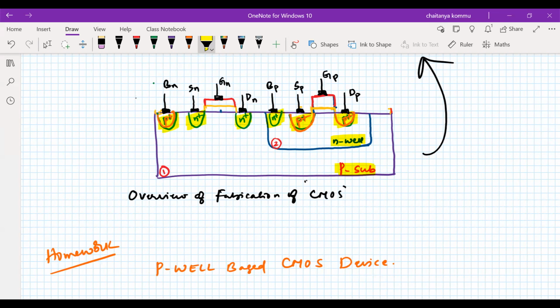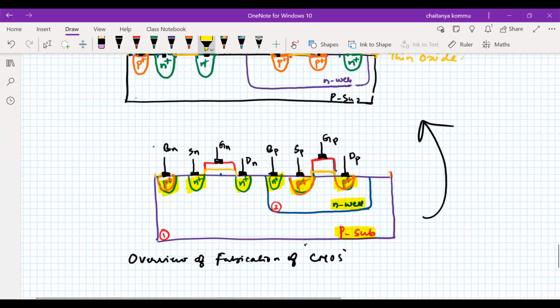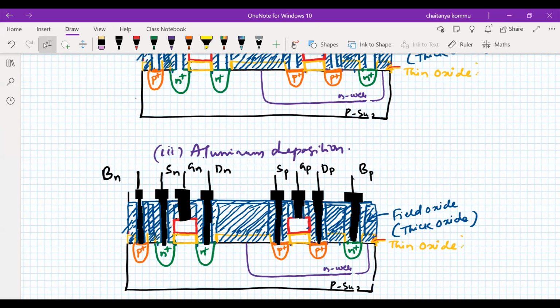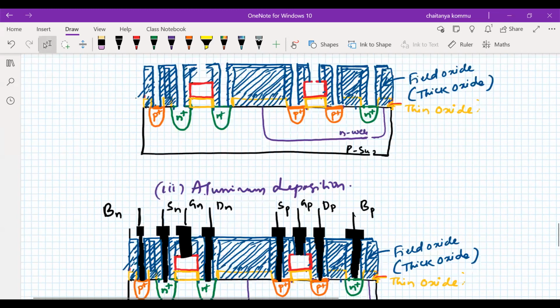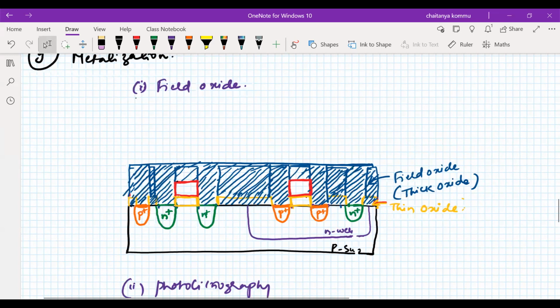Okay, just please remember that whenever we are doing some kind of aluminum deposition, we have to write some statements: what do you mean by aluminum deposition and all other things. Okay, so for photolithography also we have to mention those points. So this is how we have to realize the CMOS device.